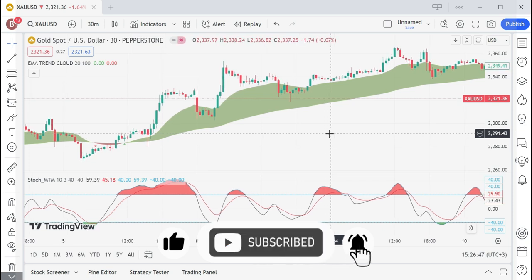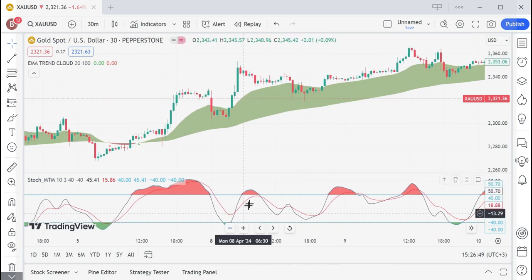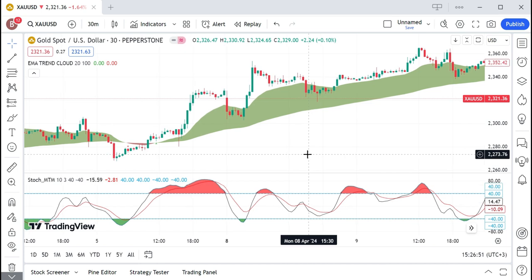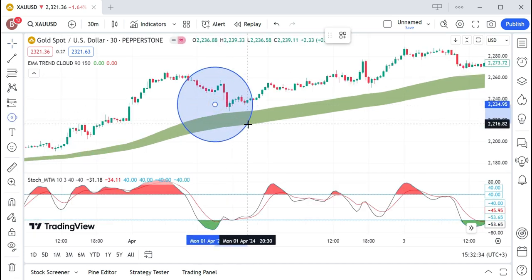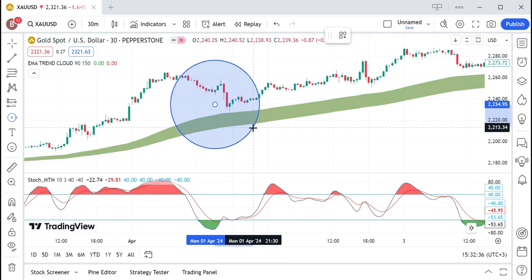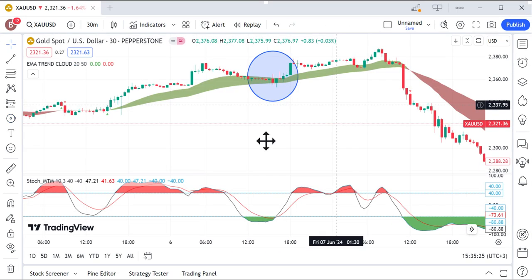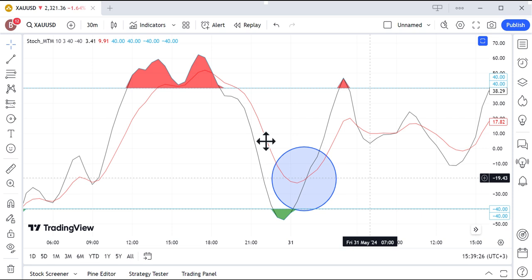Note that the pullback must make contact with the cloud of the EMA Trend Cloud indicator. If it does not, as in this chart here, do not take a trade. Also, if the pullback penetrates right through the cloud as in this chart here, abandon the trade. The second thing you check for is this bullish crossover of the main and the signal line in the SMI indicator. This crossover must happen above the -40 mark, and if it happens below, do not take that trade.